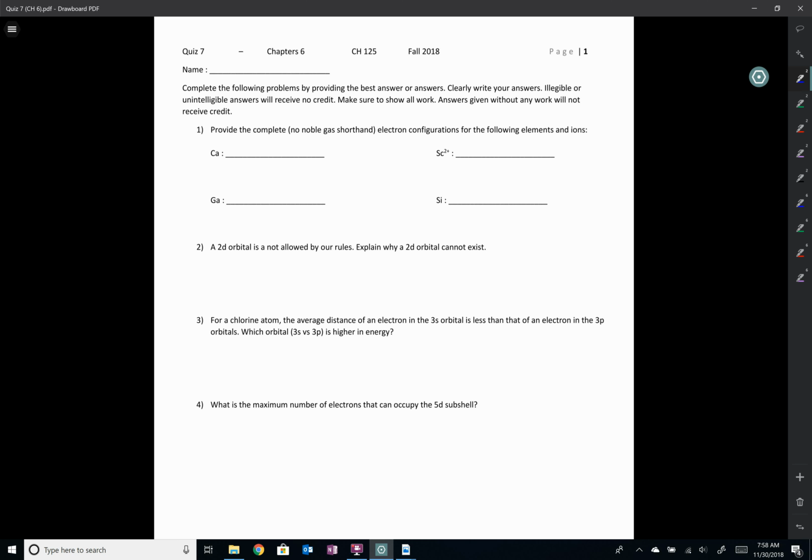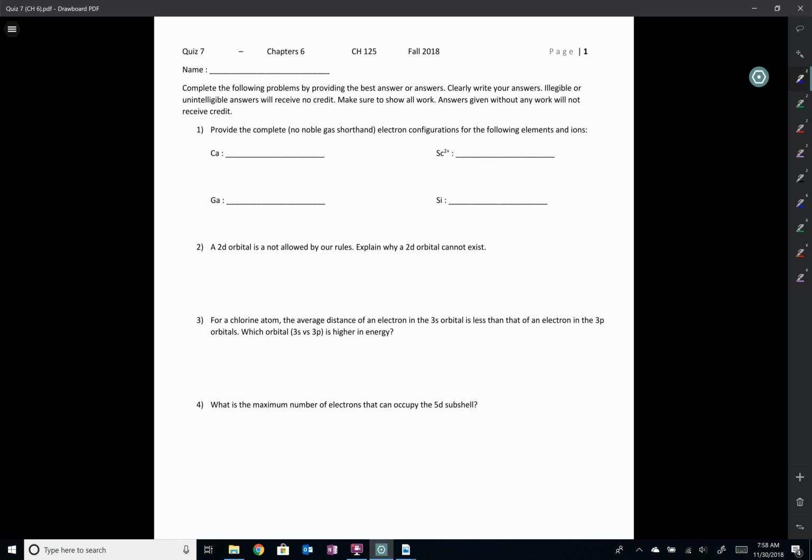Today we're going to look at Quiz 7 from Gen Chem 1, the fall 2018 semester. And this quiz is covering Chapter 6, and Chapter 6 is mostly dealing with electron configurations and quantum numbers. So question 1 is asking us to provide the complete electron configurations for the following elements.